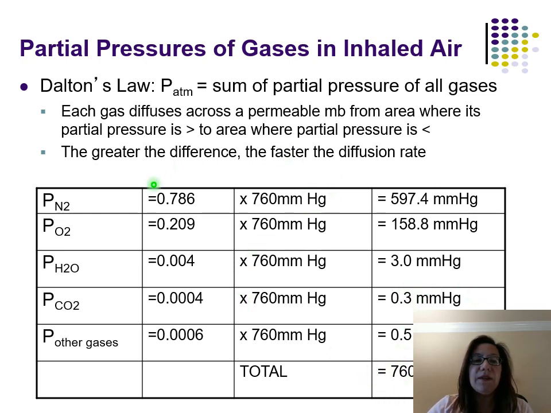So we are going to be focusing on the partial pressures of oxygen and CO2, and it's the partial pressures of these gases that is now going to be the primary driving force that causes the exchange of gases between blood and tissues.